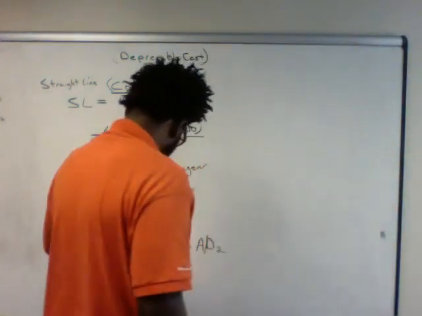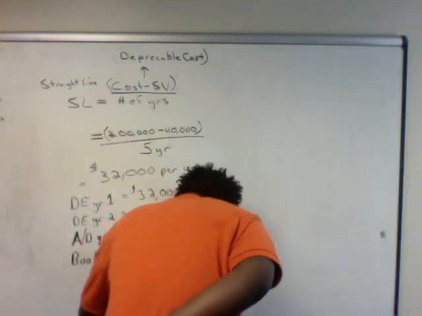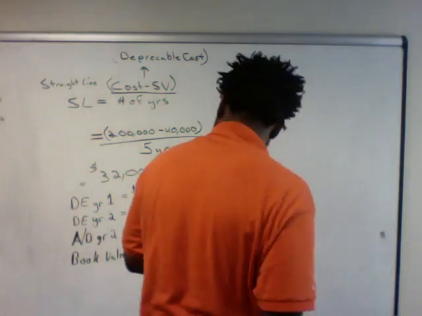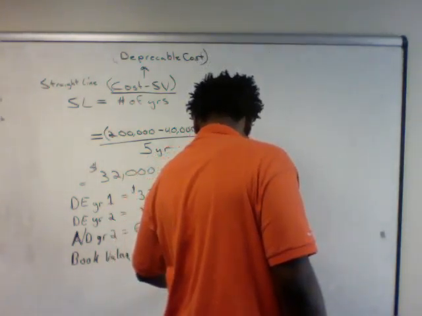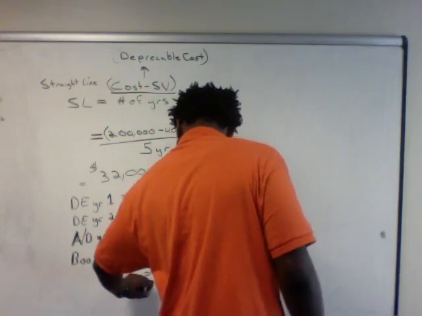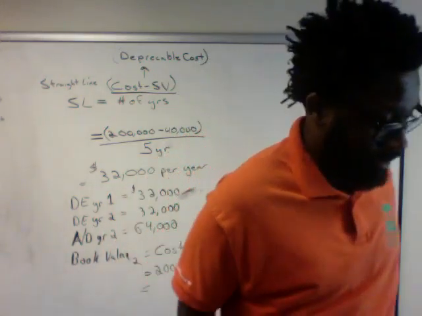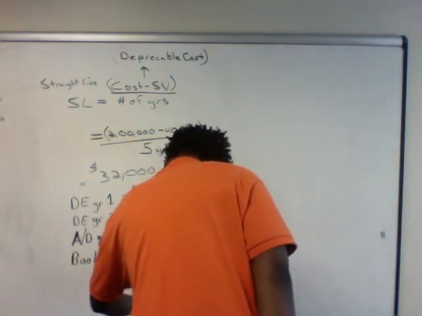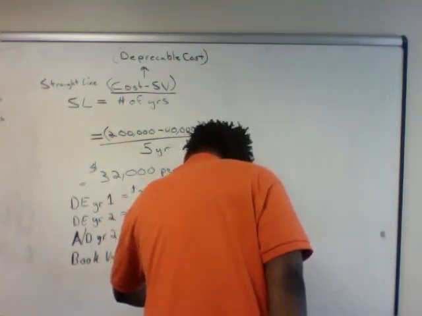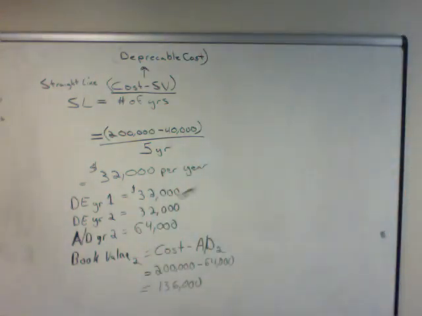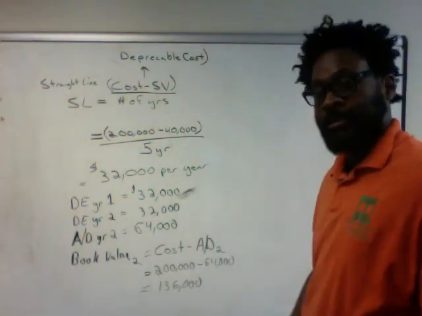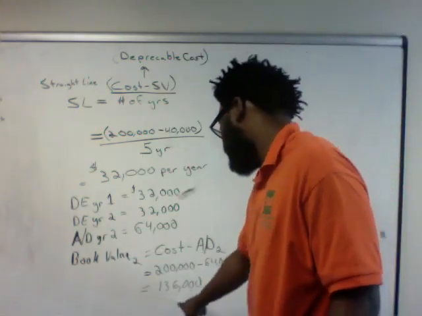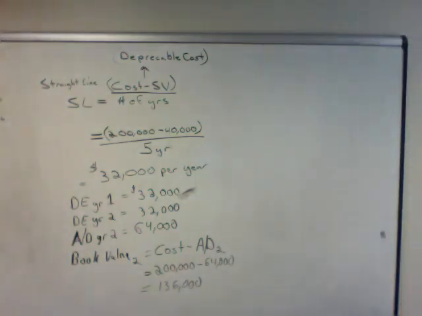So in order for me to calculate my book value, I would take the cost of $200,000 and I would subtract the accumulated depreciation of $64,000. Obviously, that would give us 136,000. So on the financial statement, the balance sheet, the book value of this asset at the end of year 2 should be 136,000. Okay?